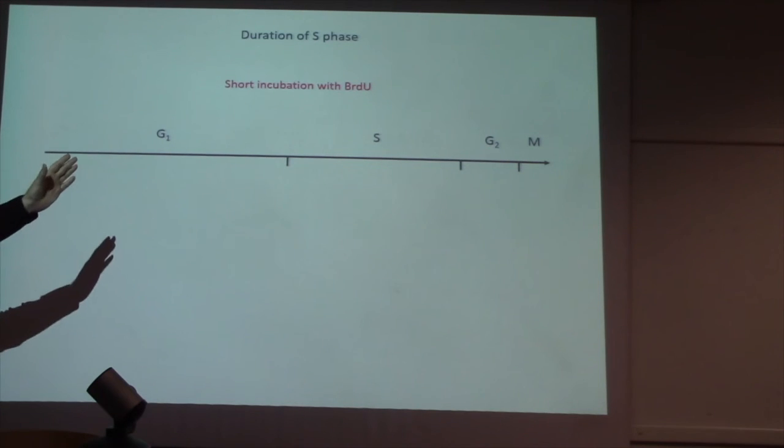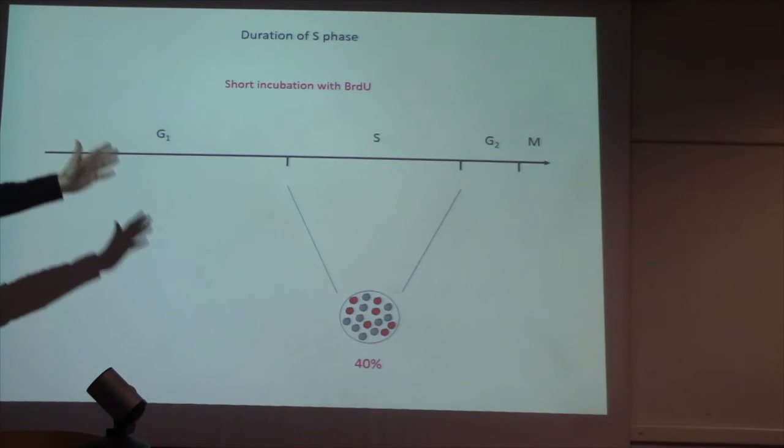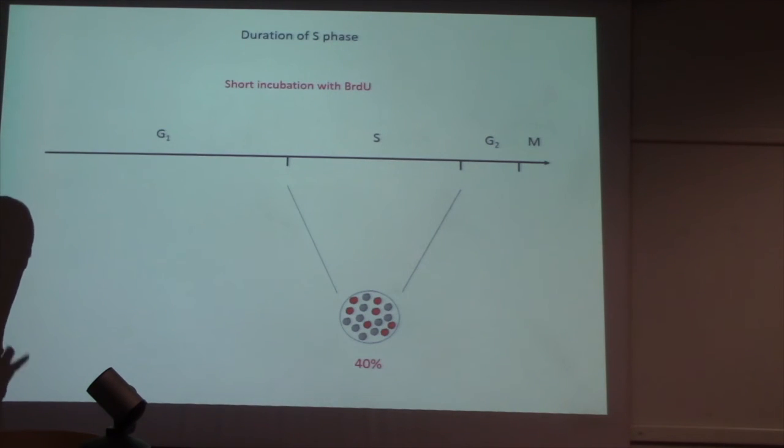long compared to the length of the whole S phase, then all we have to do is determine how many cells are labeled. We come up with 40%, and so we conclude that the length of S phase is 40% of 19 hours, which is 7.6. And typically, indeed, the length of S phase is between 6 and 12 hours.